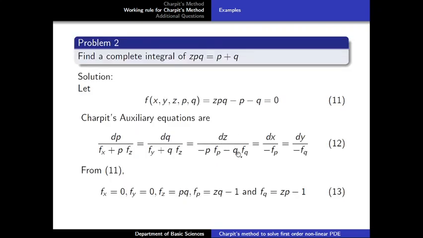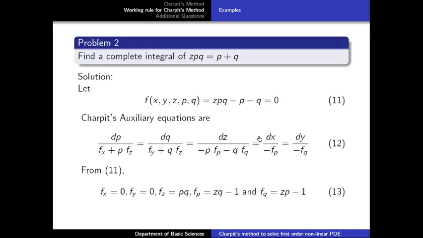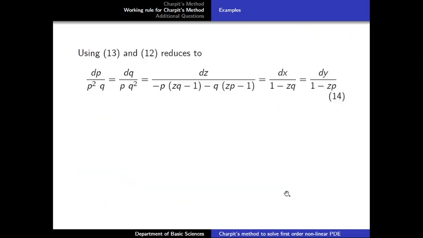Then equal to dz divided by minus p into fp, that is minus p into zq minus 1, minus q into zp minus 1, that is the third term, equal to dx divided by minus fp, that is dx divided by 1 minus zq. Then dy divided by minus fq, that is dy divided by 1 minus zp. Now we have substituted all the partial derivatives. We have got the auxiliary equations corresponding to the given partial differential equation.